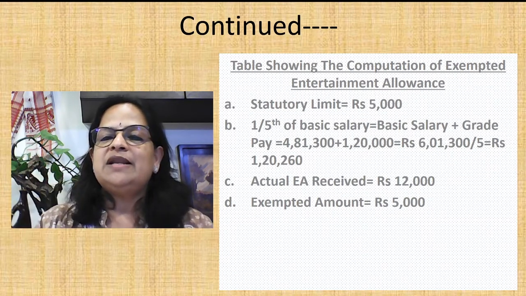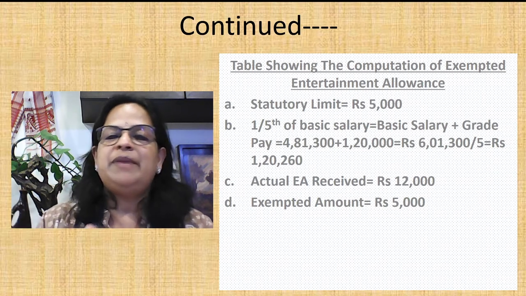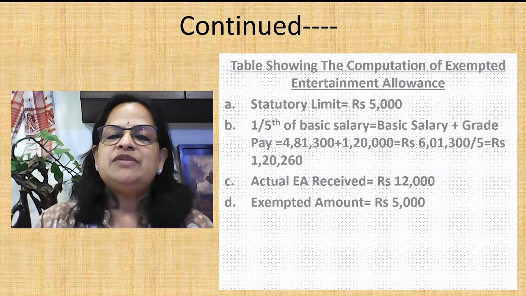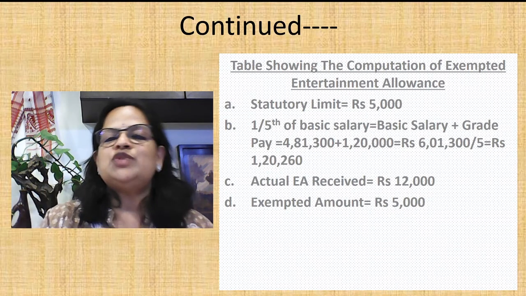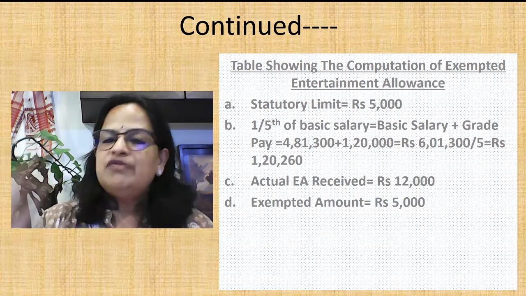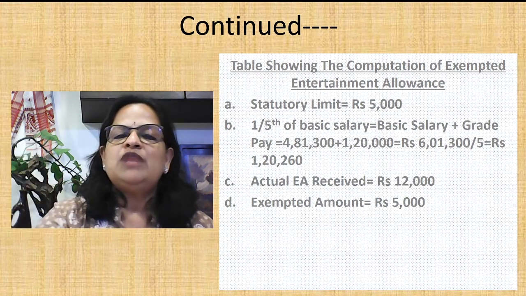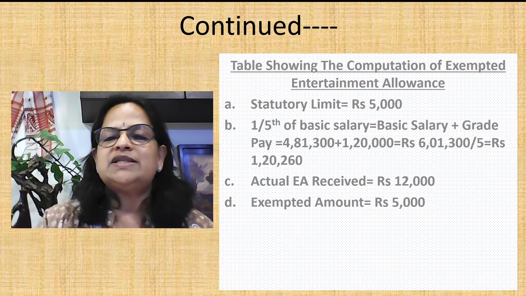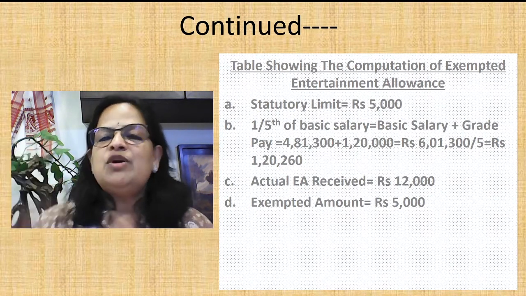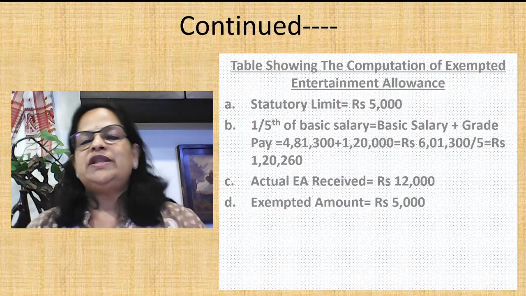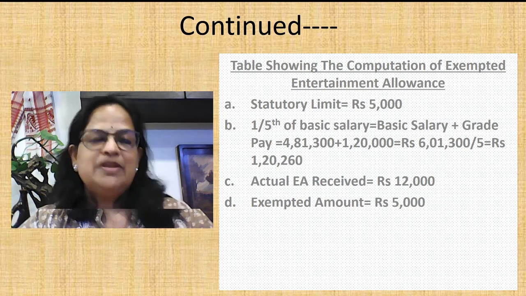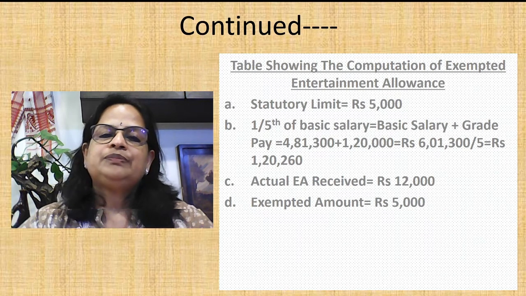Then 1/5 of basic salary, so basic salary plus grade pay. I told you grade pay enters into retirement benefits. So 4,81,300 plus 1,20,000, you will get 6,01,300. 1/5 meaning divided by 5, so you will get 1,20,260. Actual allowance received is 12,000. So the least amount will be exempted. The least amount is 5,000. That is why we have included 5,000 and excluded it from the computation.